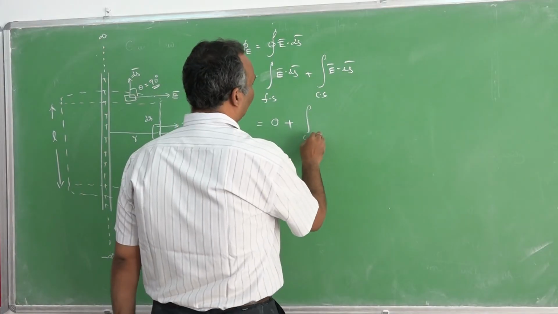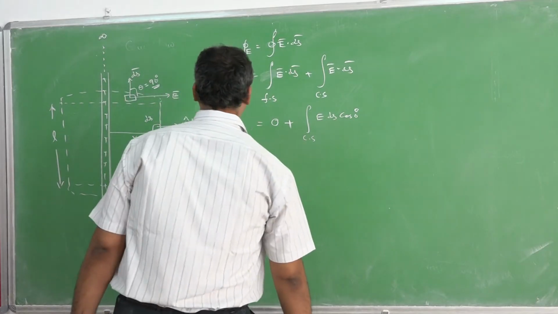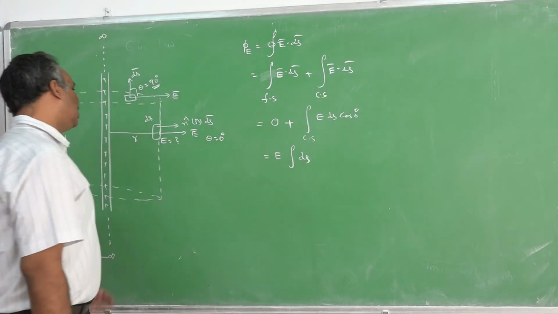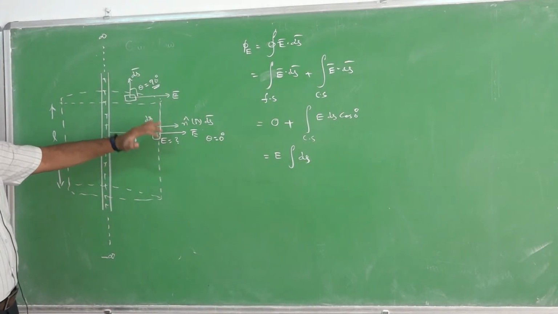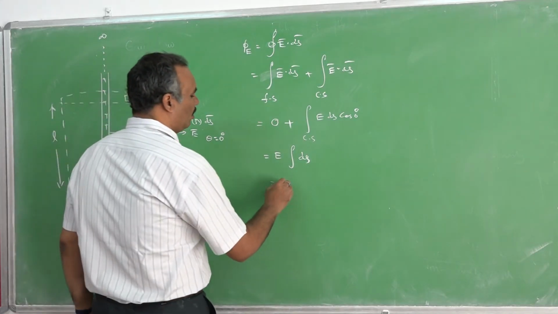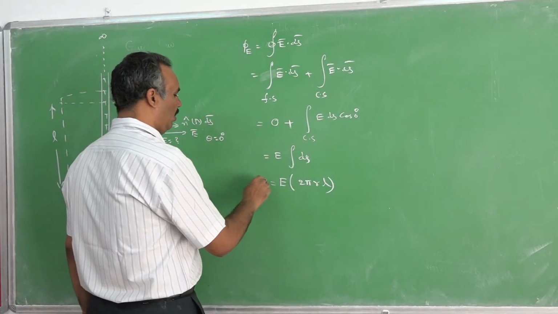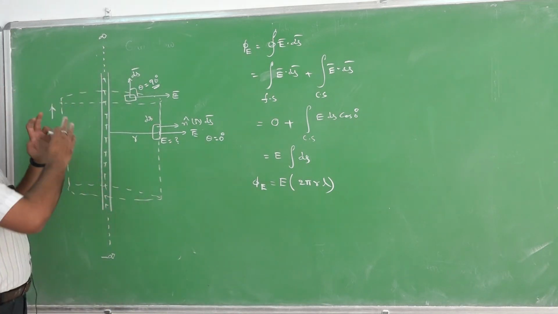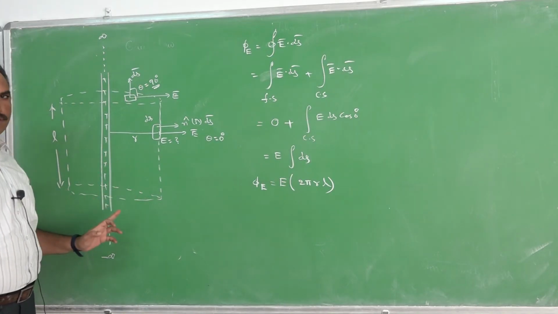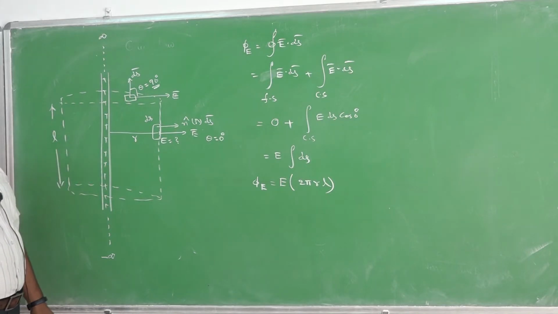Flux passing through the curved surface is given by E ds cos 0. Cos 0 is 1. At a fixed distance, E value is fixed. Therefore, I can write E into integral ds. Integral ds means like this, small elements are there. So, you consider the combination of all the small elements available on the curved surface. Then you will get the entire area of the curved surface. The curved surface area is given by 2 pi r L. You know that whenever we cut this cylinder, it will be in the form of a rectangle. The length of the rectangle is nothing but the circumference of this cylinder, that is 2 pi r, and the breadth of the rectangle is nothing but the height of the cylinder, so 2 pi r L.